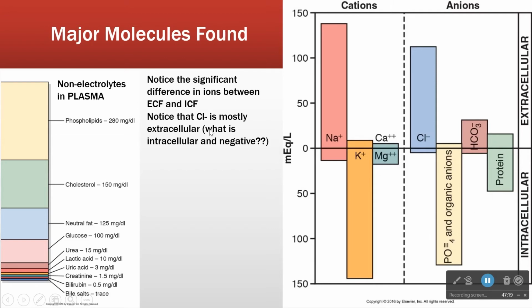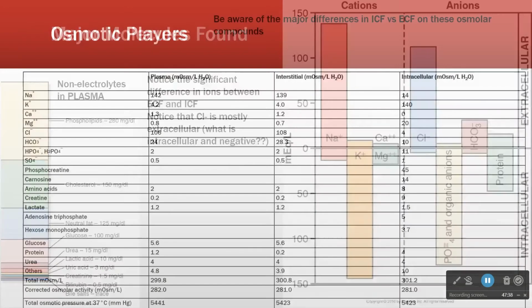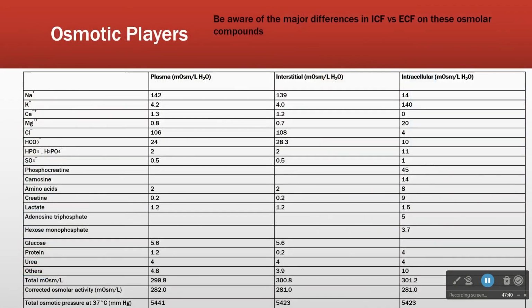So I say, what is intracellular and negative? What I'm getting at is protein, all right? Protein is the primary anion inside of cells. And that can matter because, remember, proteins have a pretty hard time getting out of cells. So they're kind of stuck in there, which is probably why our membrane potential tends to work the way that it does.